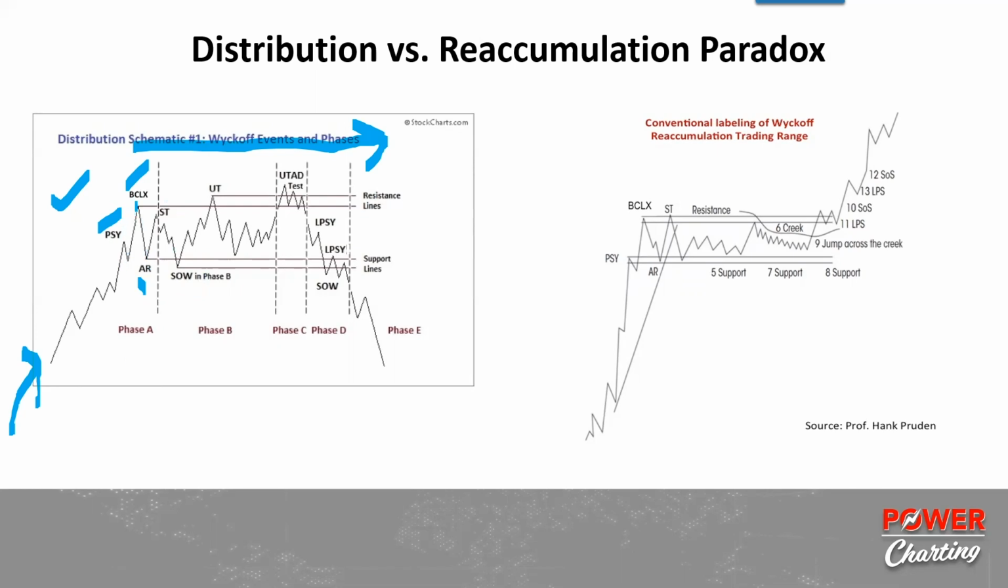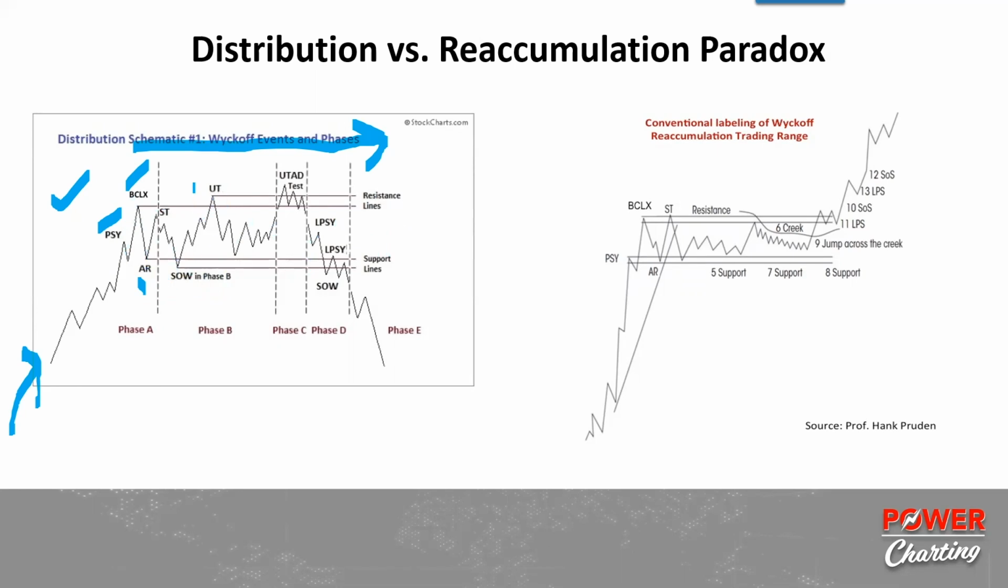Thereafter, we have a range-bound condition. We draw resistance at the top of the buying climax. We draw support at the bottom of the automatic reaction. This becomes a range-bound condition. The market will typically trade in this area for the foreseeable future.